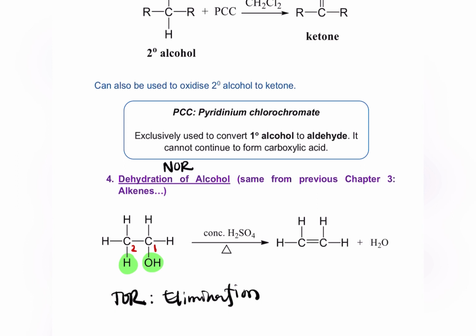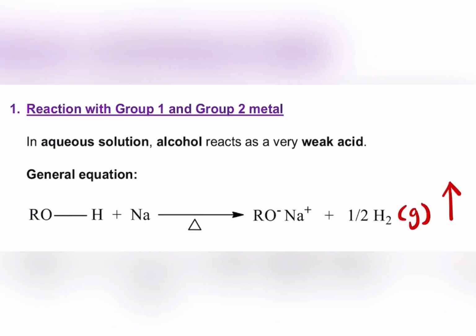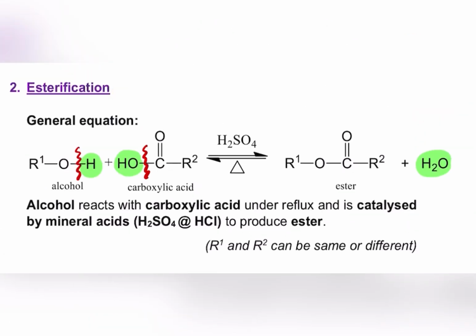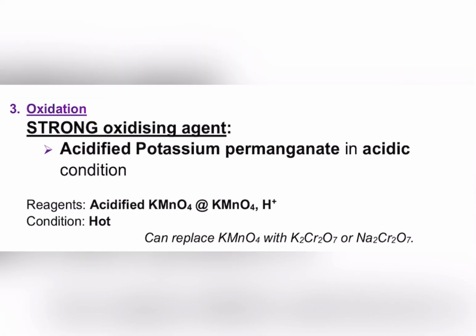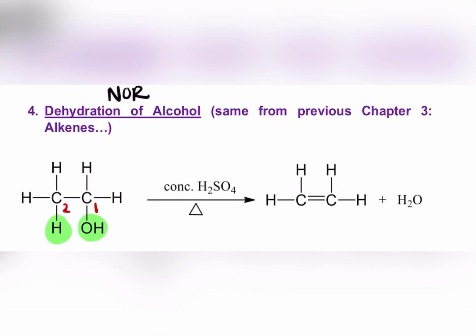So I hope all of you are clear about the reactions of alcohols. There are 4 of them. The first one is reaction with group 1 and group 2 metals. The second one is esterification. The third one is oxidation. And the last one is dehydration of alcohol.